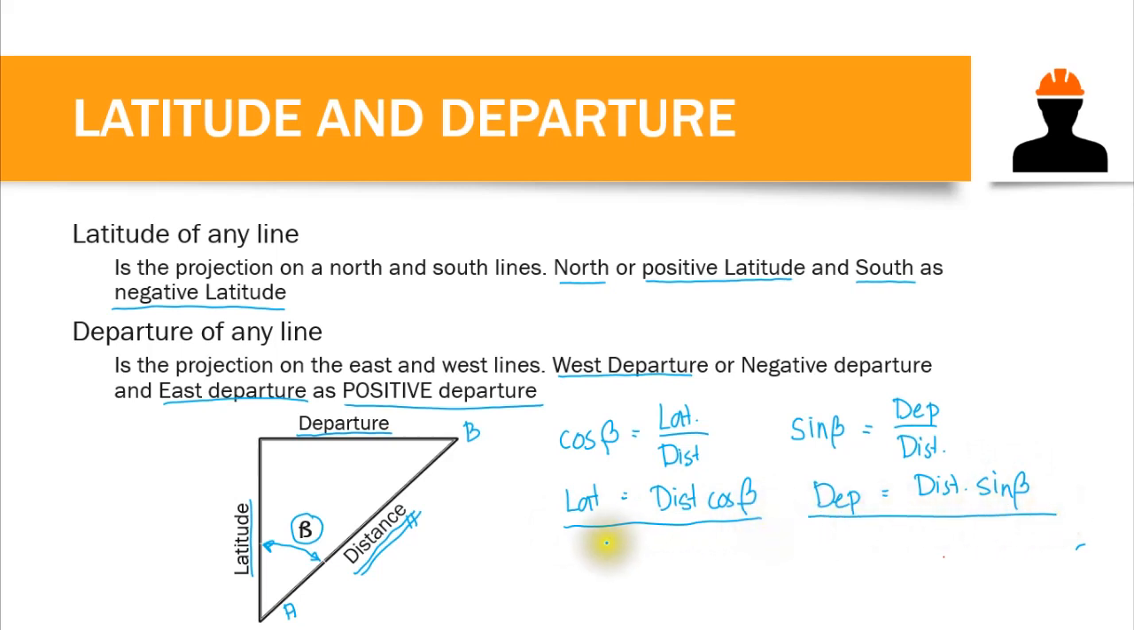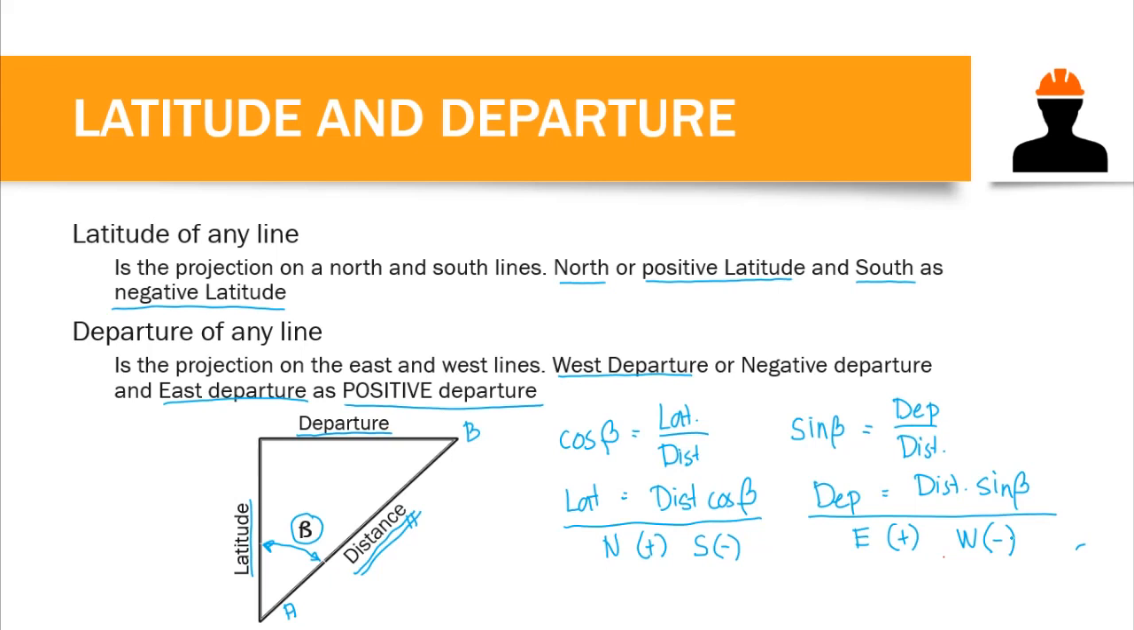Now take note again, if our latitude is along the north, that is positive. If it is along the south direction, that is negative. For departure, if this is along the east direction, that is positive. If we have west direction, that is always negative. Okay, so this is how you get the latitude and the departure of that traverse.